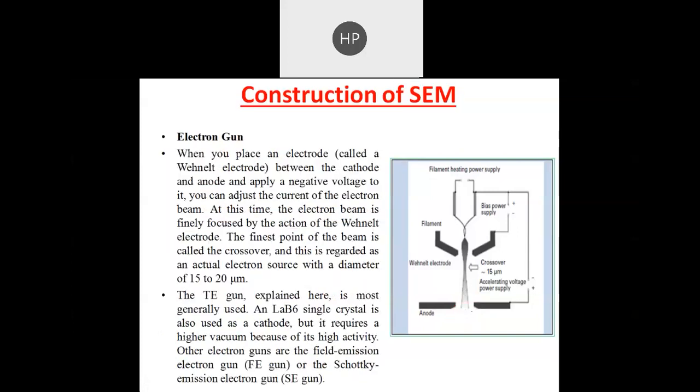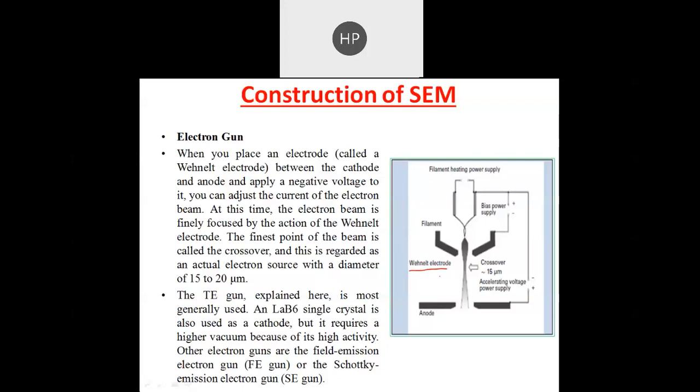And when you place an electrode called a Wehnelt electrode between the cathode and anode and apply a negative voltage to it, you can adjust the current of the electron beam. That's why this Wehnelt cylinder is used to adjust the current of the electron beam, and based on that current, the speed, the acceleration, as well as the brightness, all the characteristics of the generated beam can be controlled.